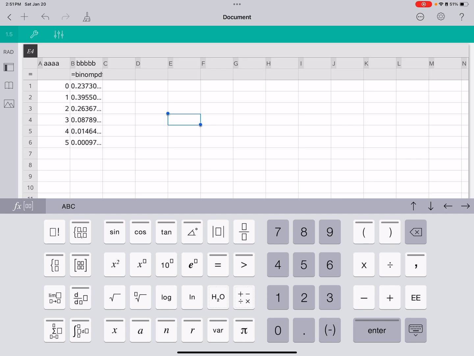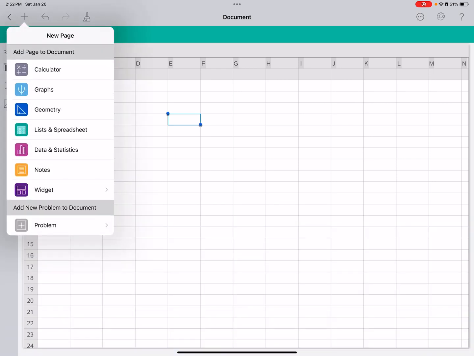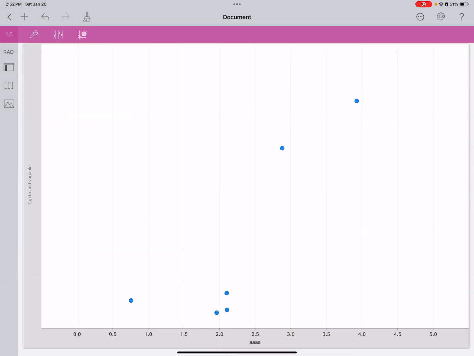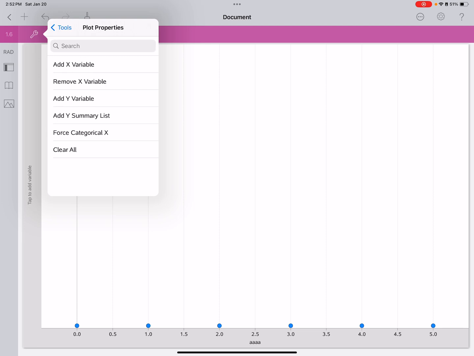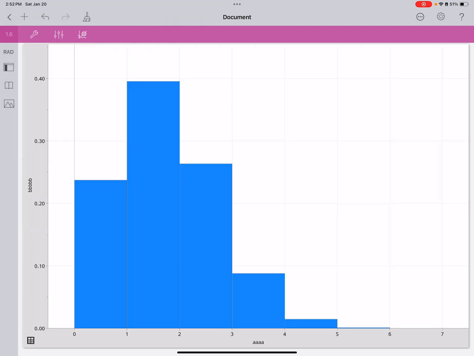But the reason I'm doing that is because then I'm going to add a Data & Statistics page, so new doc. So Control Doc. This is my A, and don't push it up here. Remember, you have to get Menu, Plot Properties, number 9, which is Add Y Summary List, and that's my B. And there's your histogram.